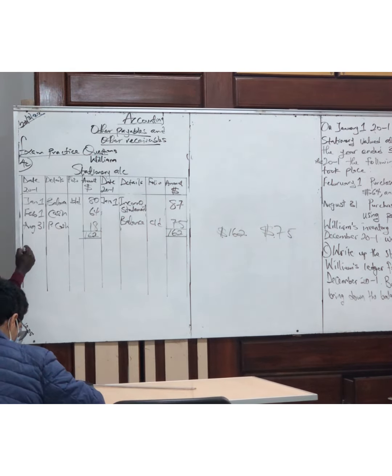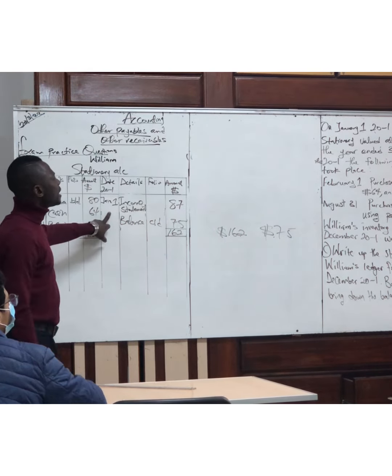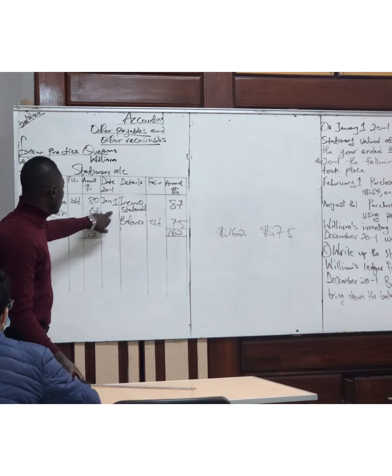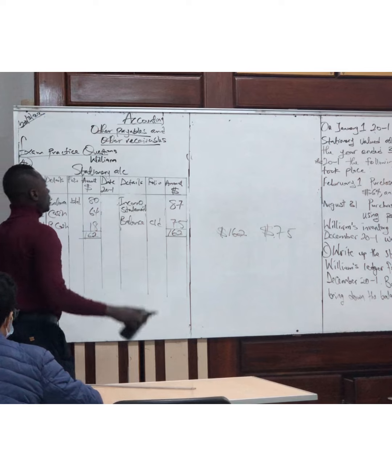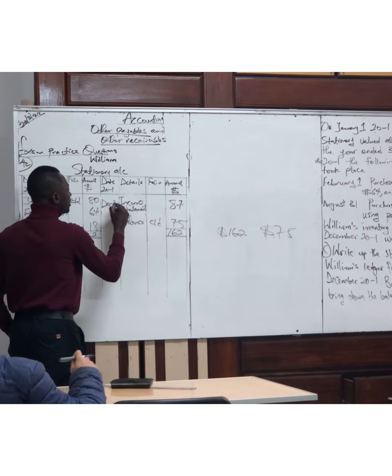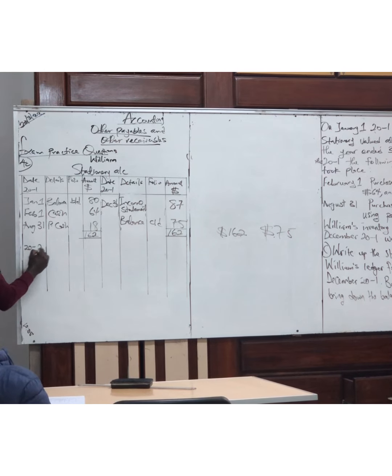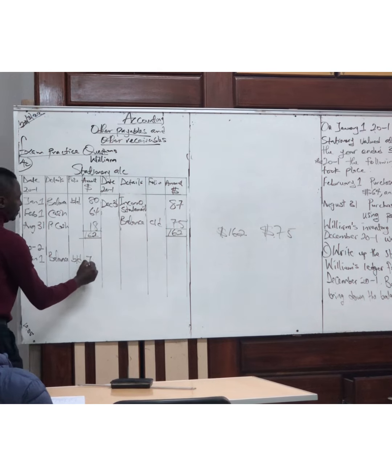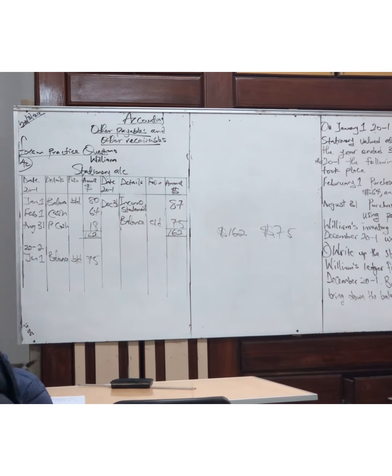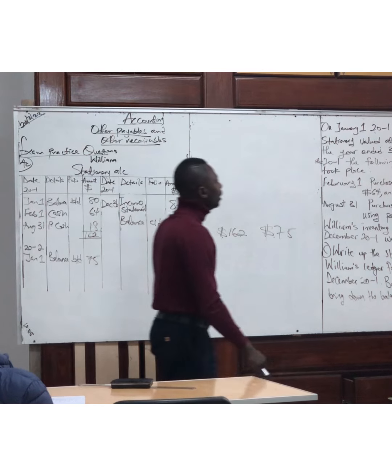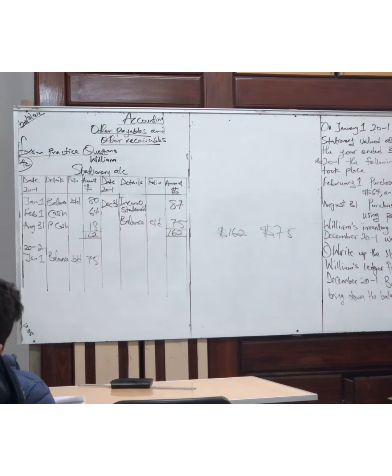So 22. The year ended in what? December. So this will be December, not January. December 31, so our income statement is December 31. Do you get that? Yes. So here in 22, January 1, our balance brought down will be 75. Is it clear? Yes. So please write. Do you have any question about it? No. Clear, right? Yes.